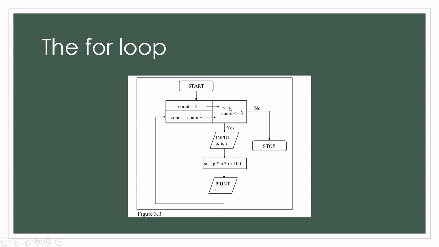And this again goes here and checks the next condition. If count is 1, then count is equal to count plus 1, it's 2, and 2 is less than or equal to 3, yes, it's absolutely true, and then it goes down and prints. It happens until this condition is not met. If it's no, then it gets stopped.